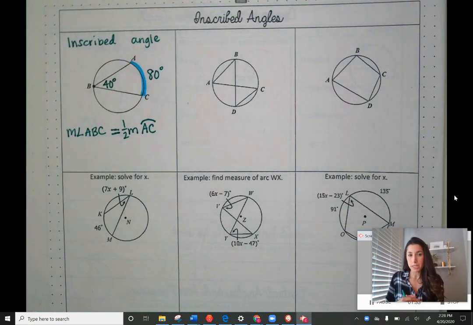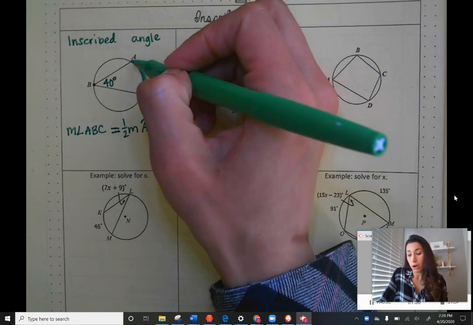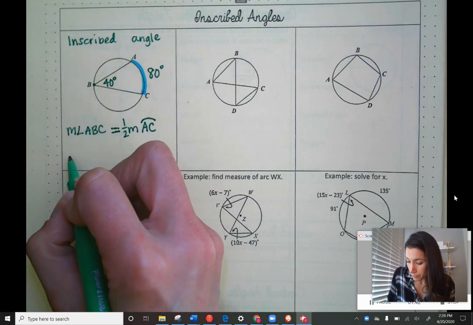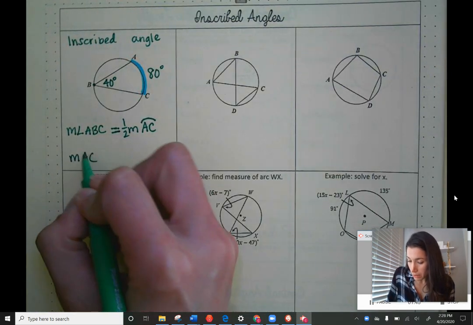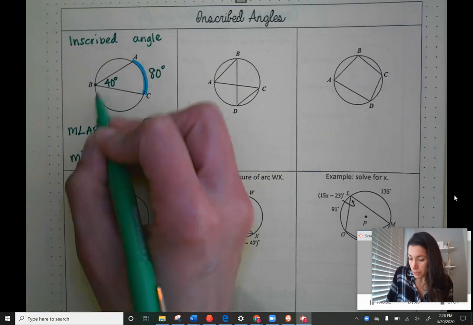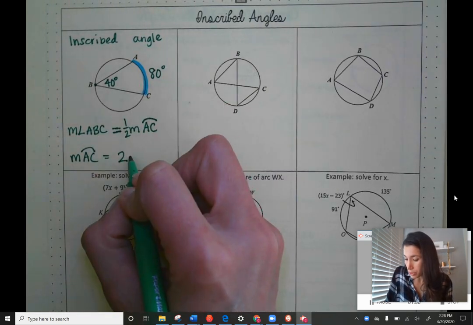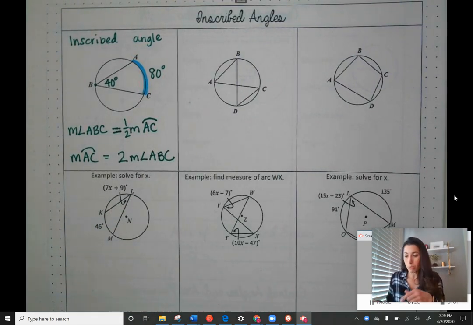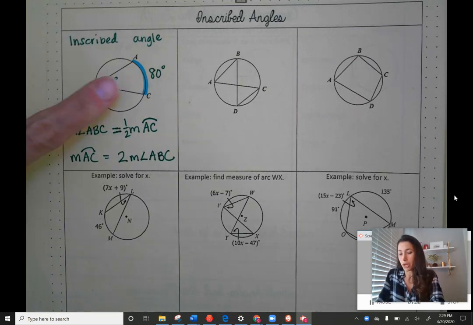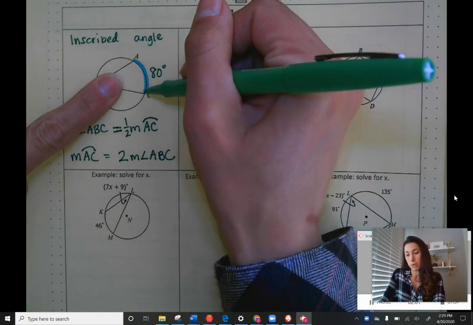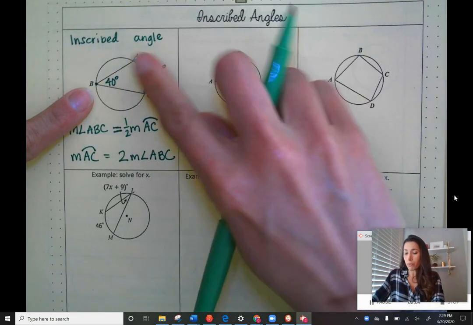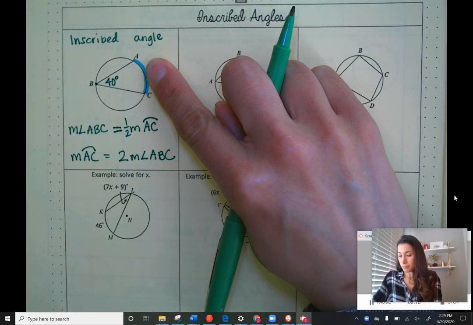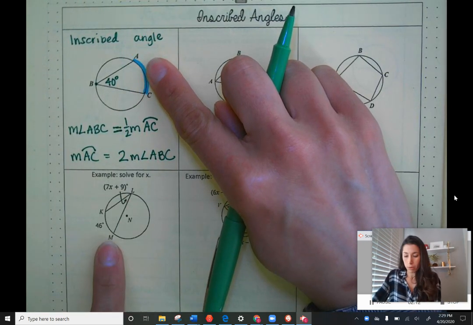So one way to look at it is by taking half of whatever our arc is equal to, or we could also say that the measure of arc AC is equal to 2 times the measure of angle ABC. So depending on what number you're starting with, you might want to double a value or might want to divide a value in half. So if we're starting here with 80 degrees to figure out the inscribed angle, we would divide that by 2. Or if we're starting with our inscribed angle, we could double that to figure out our arc angle measure.